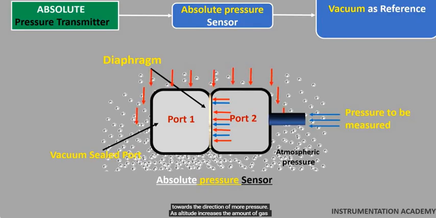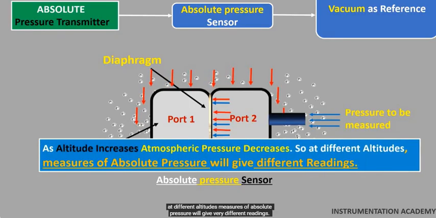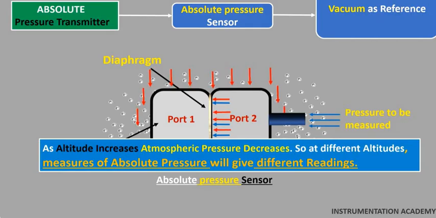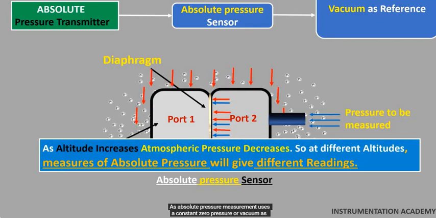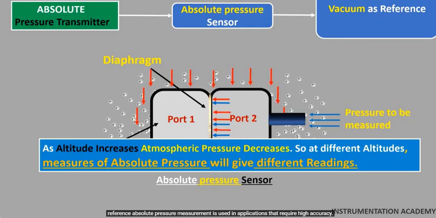As altitude increases, the amount of gas molecules in the air decreases, leading to a decrease in the atmospheric pressure. This means at different altitudes, measures of absolute pressure will give very different readings. As absolute pressure measurement uses a constant zero pressure or vacuum as reference, absolute pressure measurement is desired in applications that require high accuracy.